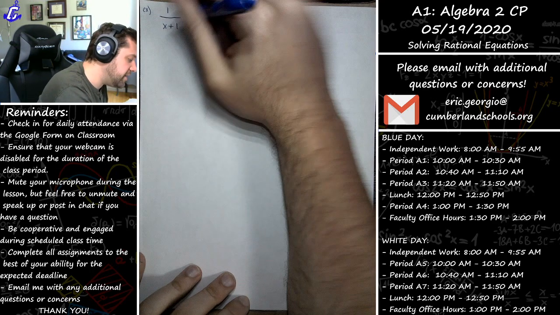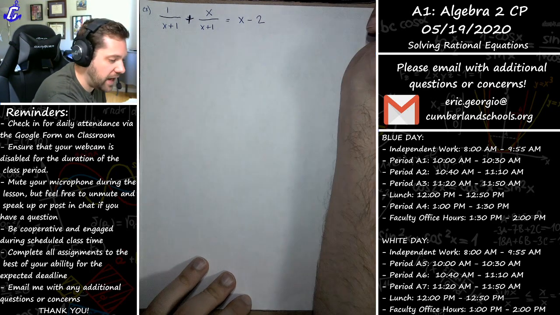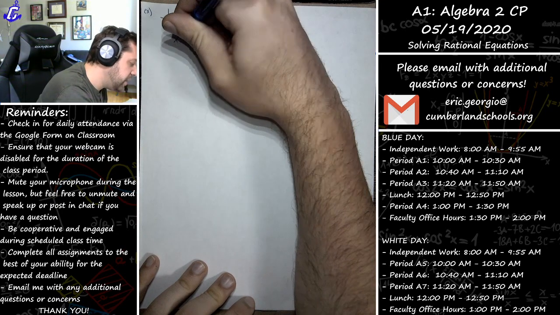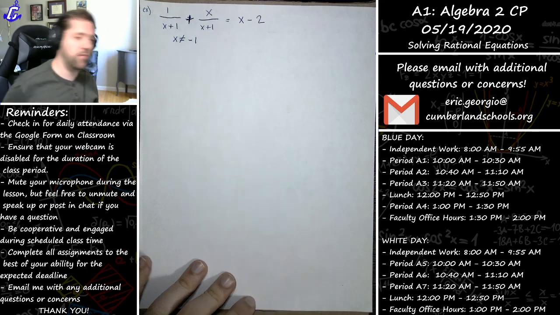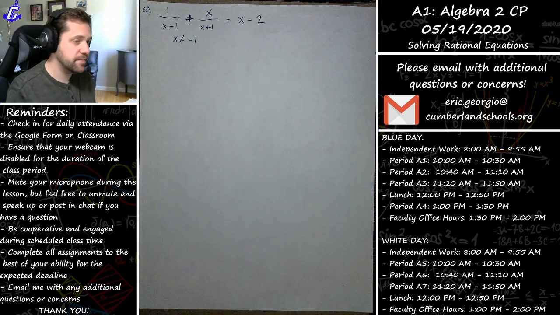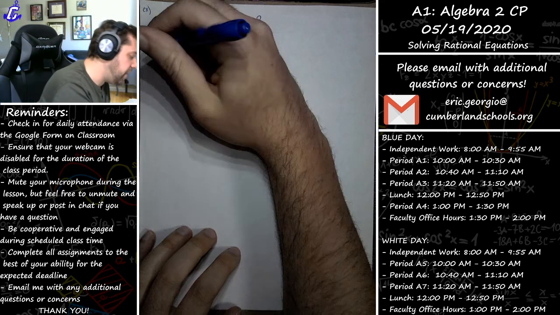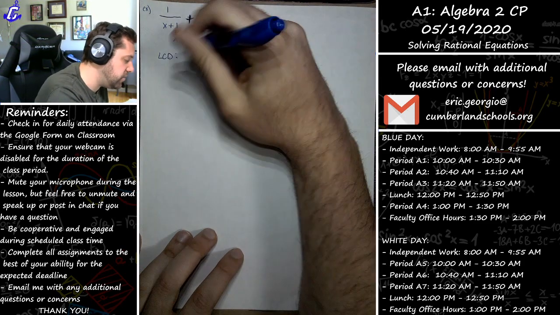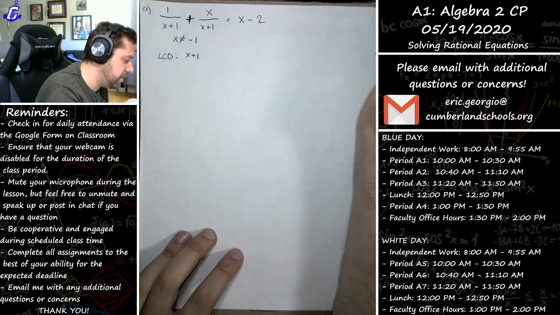So first thing is factoring the denominator. There is no factoring in the denominator. But what we can do is specify what x cannot equal. And we identify that x cannot equal negative 1. That's one of our domain restrictions, right? So now I find my least common denominator. Not much work to do for the least common denominator here. We just need that factor of x plus 1, right?